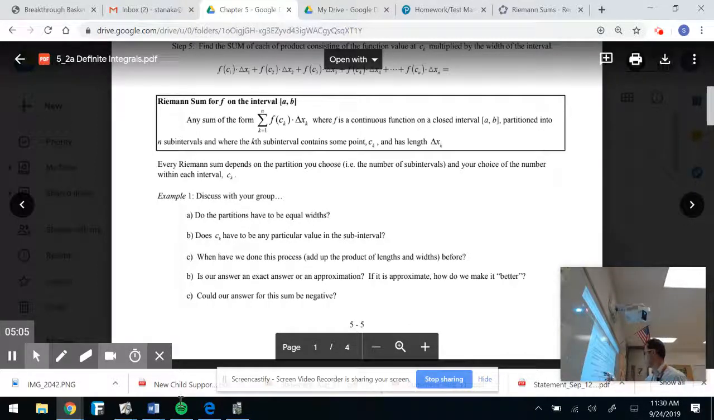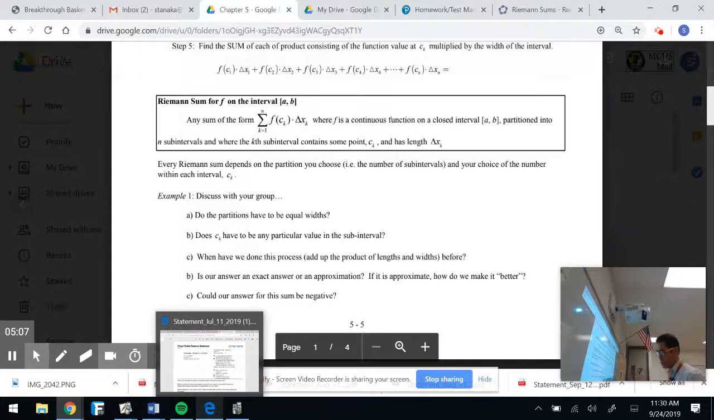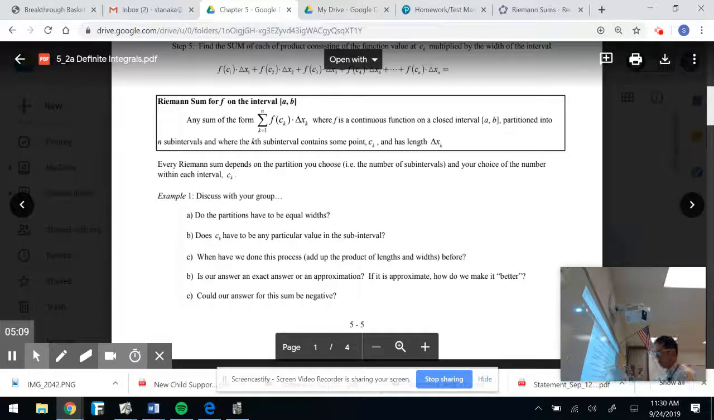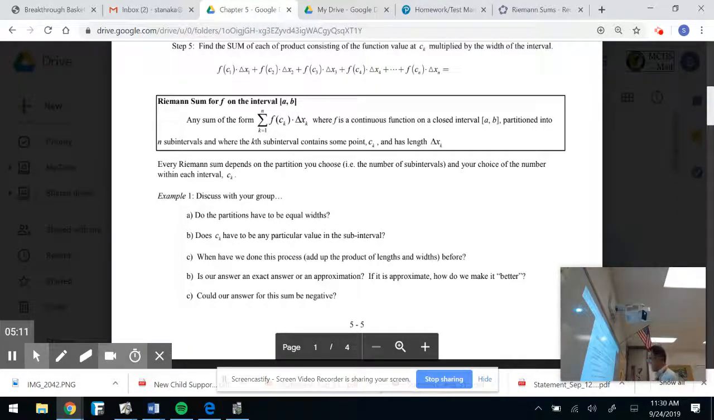Do the partitions have to be equal width? No. Does c sub k have to be any particular value in the subinterval? No, c sub k can be any value in the subinterval. When we have done this process, yes, we have already done this process: LRAM, RRAM, and MRAM. Right?